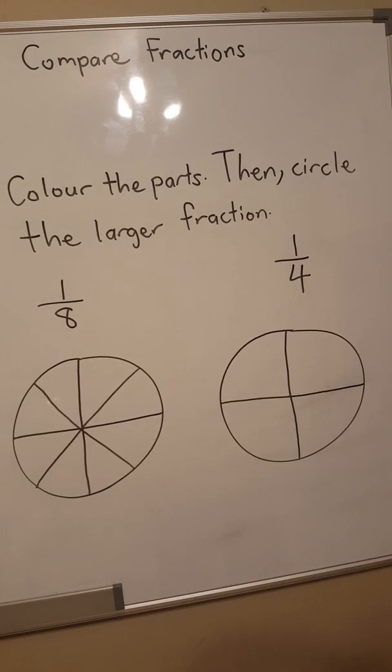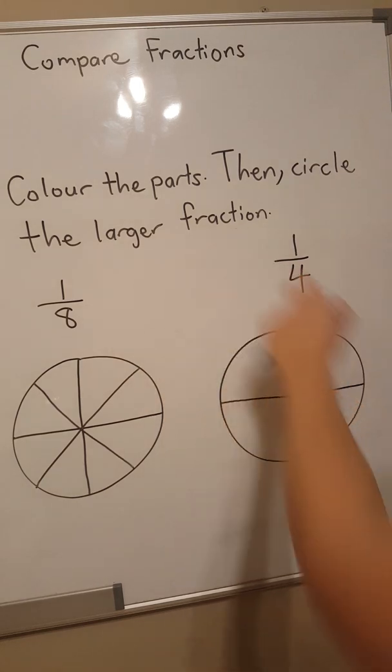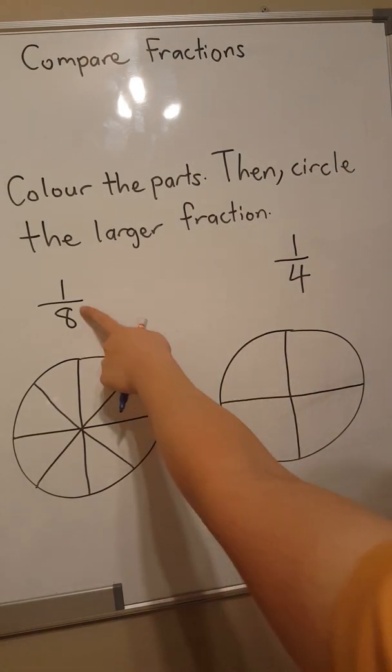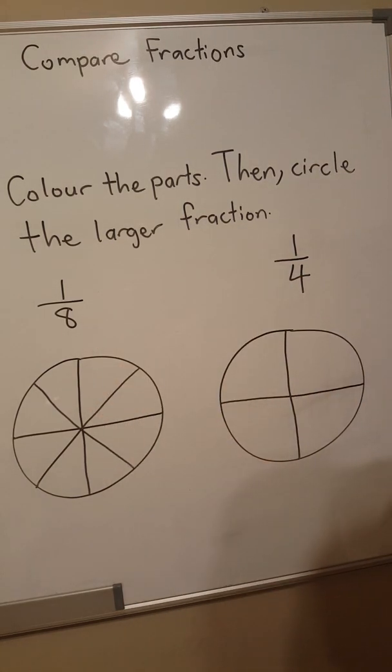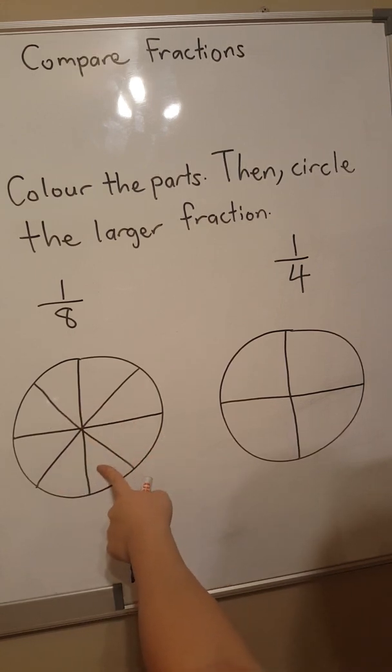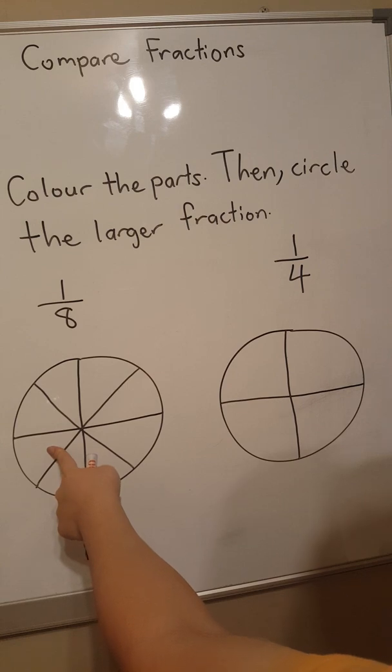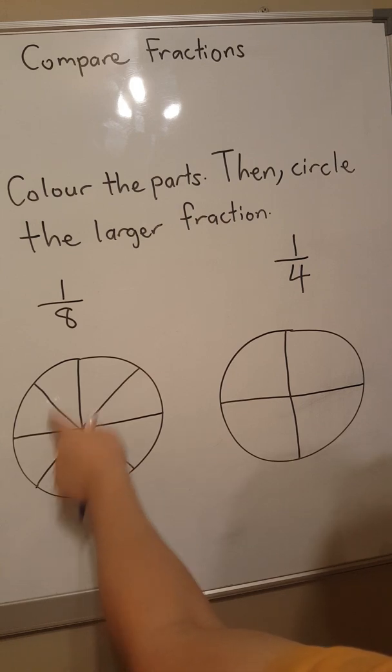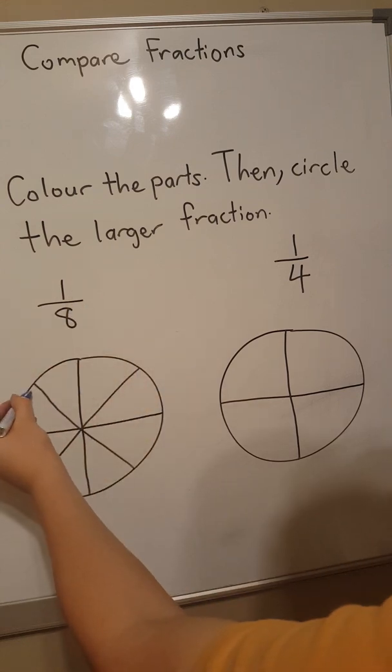Okay, so this is the same. We are first going to color the parts and then circle the larger fraction. So for 1 over 8, we know there are 1, 2, 3, 4, 5, 6, 7, 8 parts. We are going to color only 1.